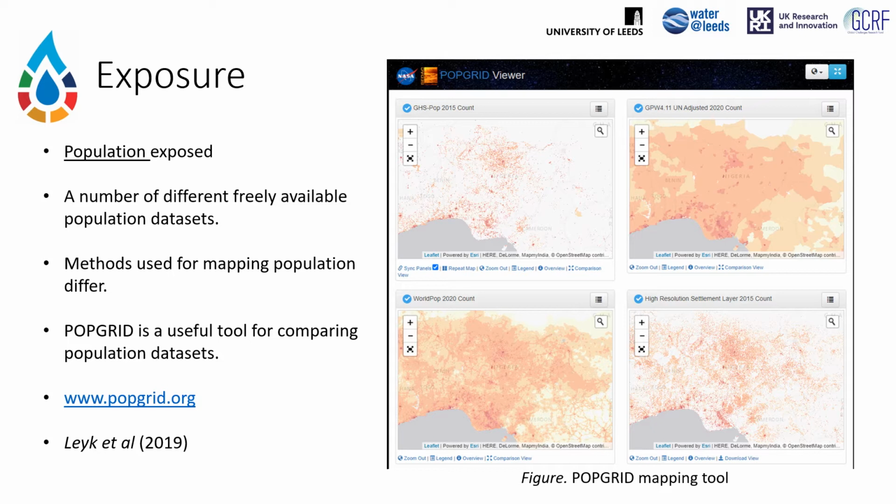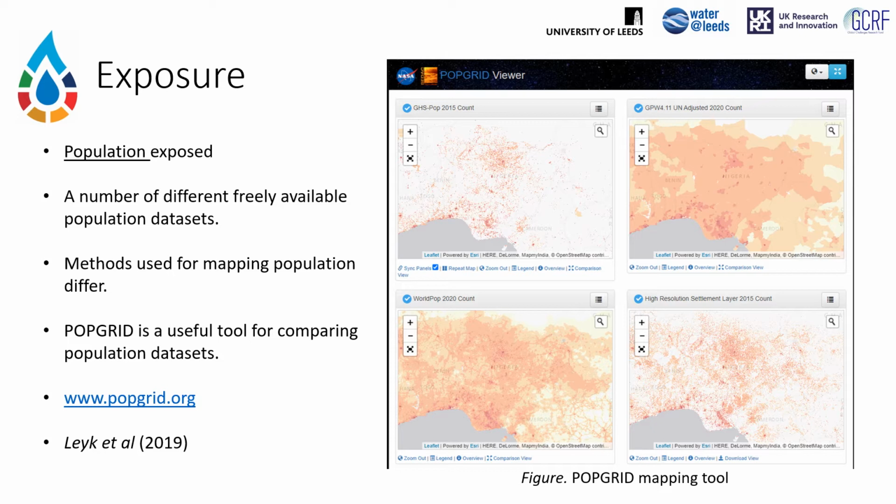A useful resource I've found when working with population data sets is PopGrid. PopGrid is a website that lets you easily compare different population data sets. The image to the right is the interface on the PopGrid website that lets you compare the data sets. Here I'm comparing 4 different global population layers for Nigeria and the surrounding countries. So as you can see, when you use different population layers, the methods for mapping population vary significantly.